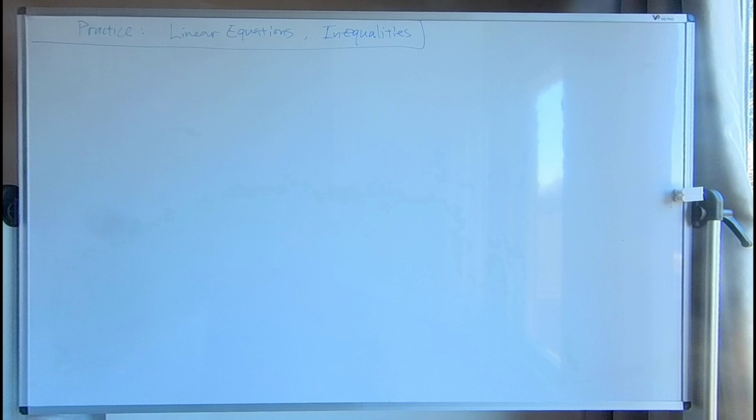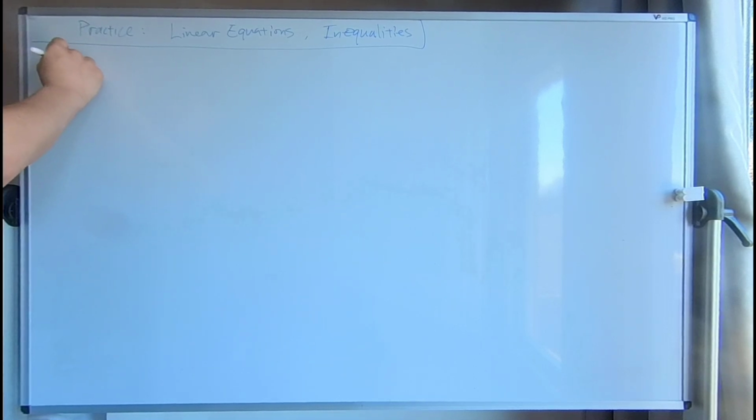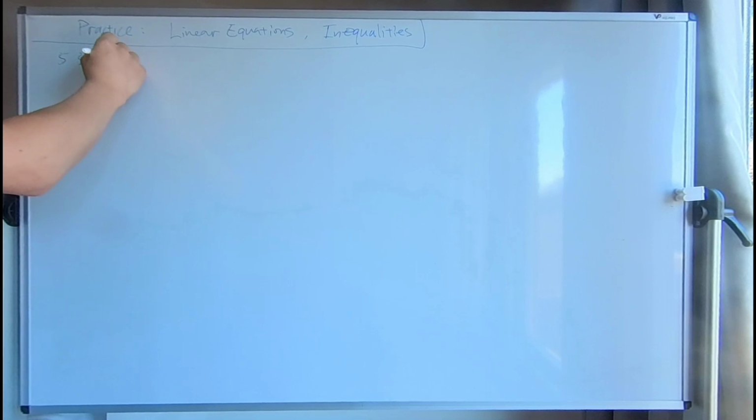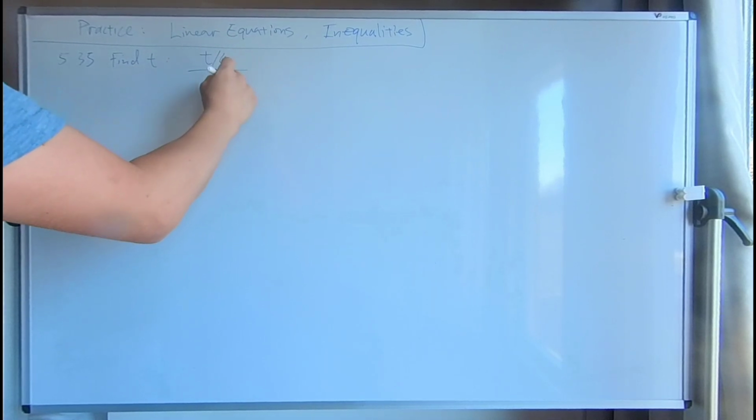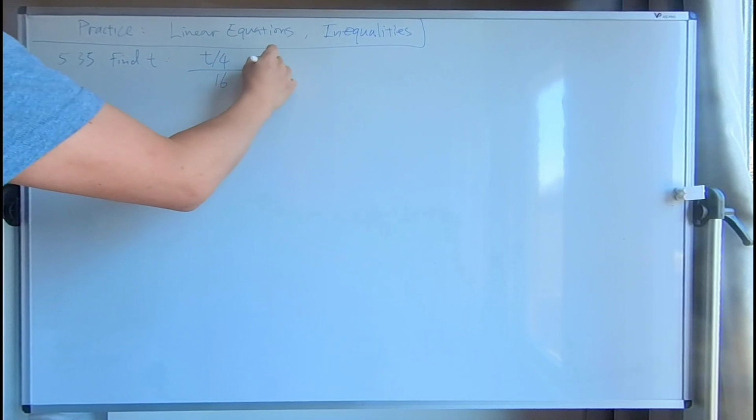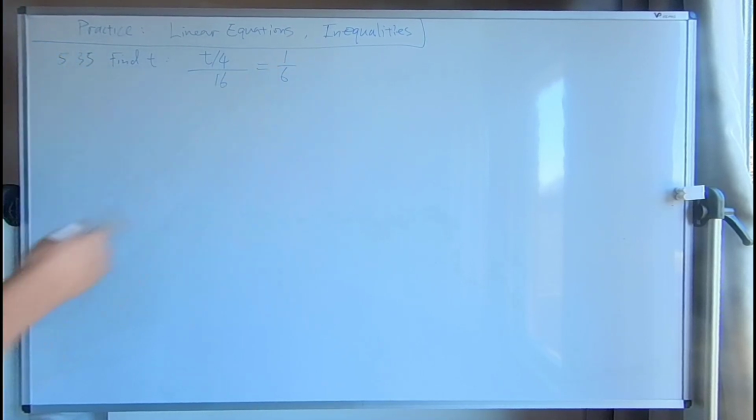Some practice questions from what we just learned for linear equations and inequalities. So let's start. First, solve the variable t from this equation: t over 4 over 16 equals 1 over 6.